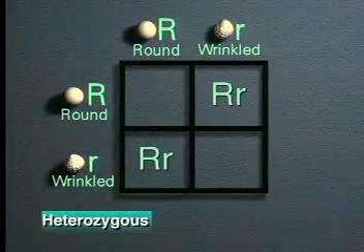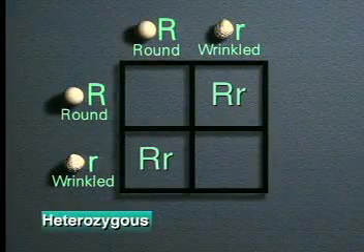Why don't you try one, Nicole? Well, I could guess that heterozygous means different in the zygote. So that'd be one dominant allele and one recessive allele. Perfect.